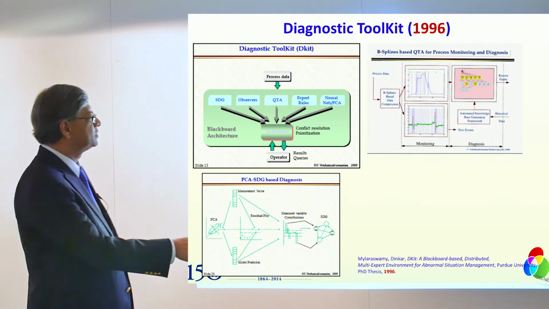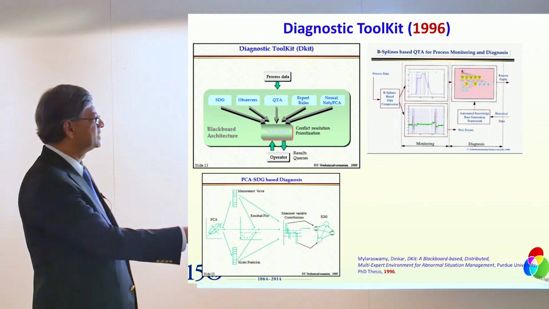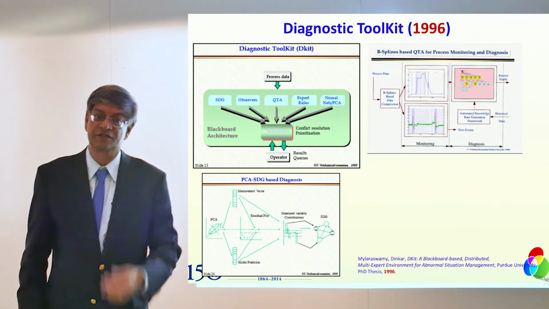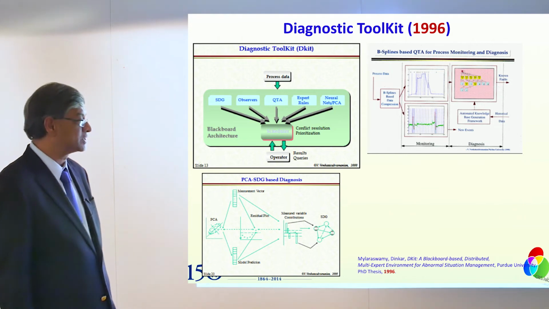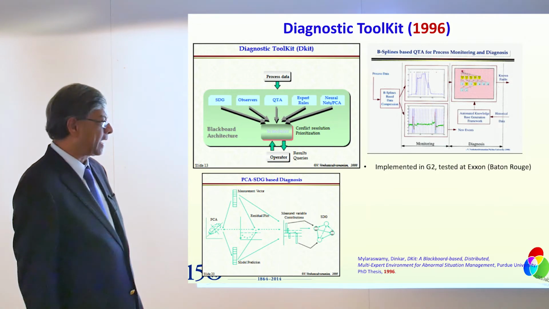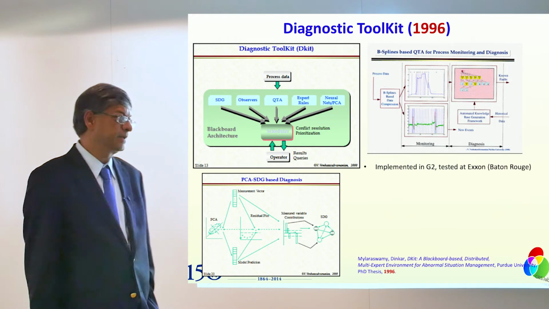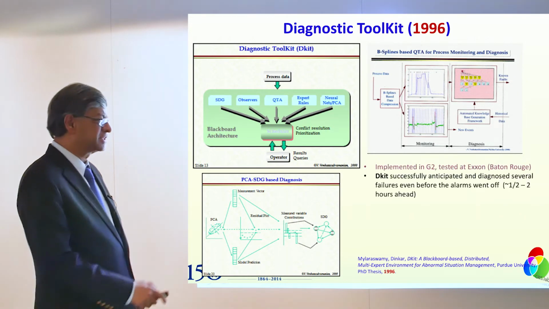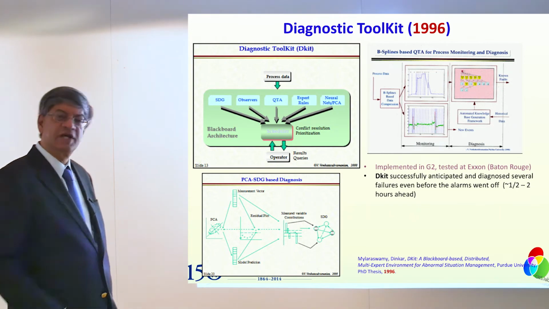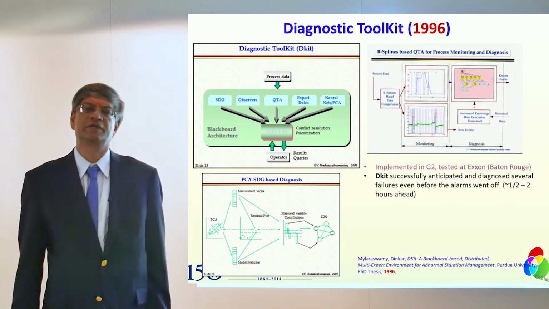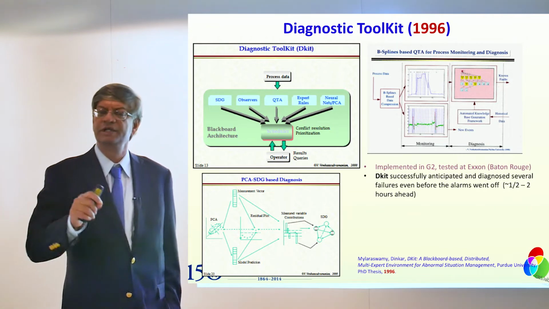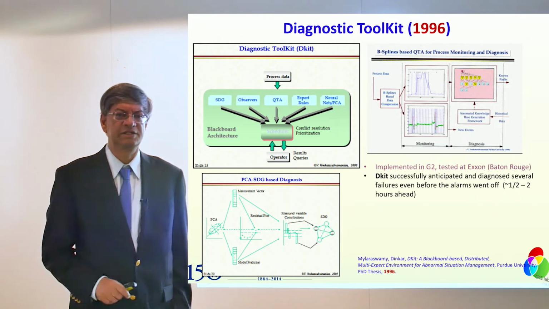And it also used the trend analysis, for example, used techniques such as this one, and then we combined PCA with the digraphs so that we can provide explanations about how the diagnostic reasoning was carried out. So DKIT was implemented in an expert system environment called G2, and was tested on an Exxon refinery, Exxon chemical plant at Baton Rouge, and it successfully anticipated and diagnosed several failures even before the alarms went off. Typically half an hour to 2 hours before the alarms went off, even before the operators recognized there was a problem, DKIT was able to do incipient fault diagnosis and successfully so.